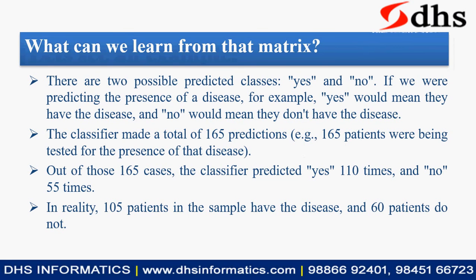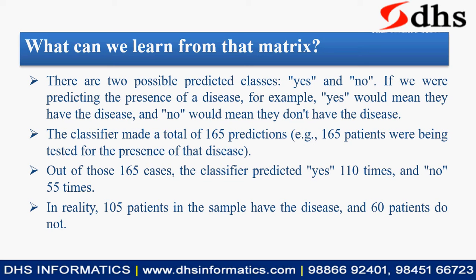For example, there are 2 possible predicted classes, yes and no. If we were predicting the presence of a disease, yes should mean they have the disease, no should mean they don't have the disease. It is simple. For easy understanding we are explaining the confusion matrix with disease. That disease may be anything. It may be COVID-19, or heart disease, diabetes, thyroid, any disease you can take.